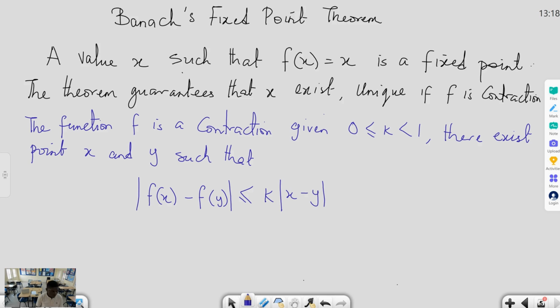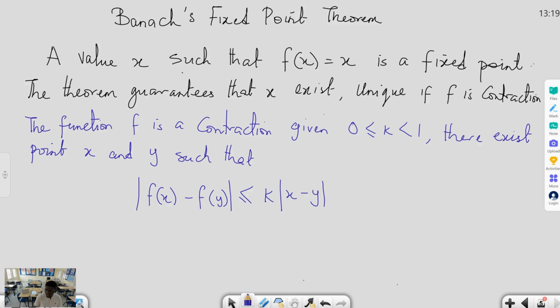Now, what is a contraction itself? A function f is a contraction given a constant k between 0 and 1, such that for any 2 points x and y in the metric set, the distance between f of x and f of y is less than k times the distance between x and y.